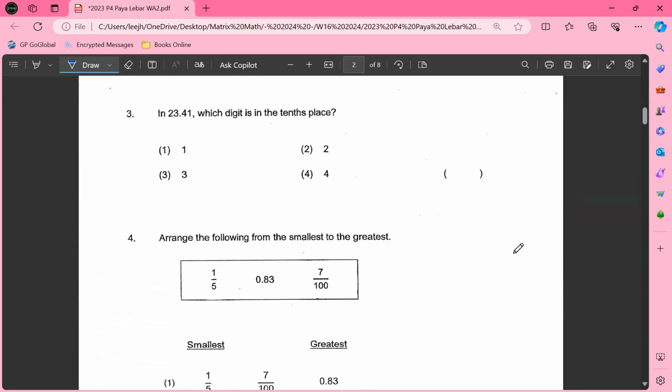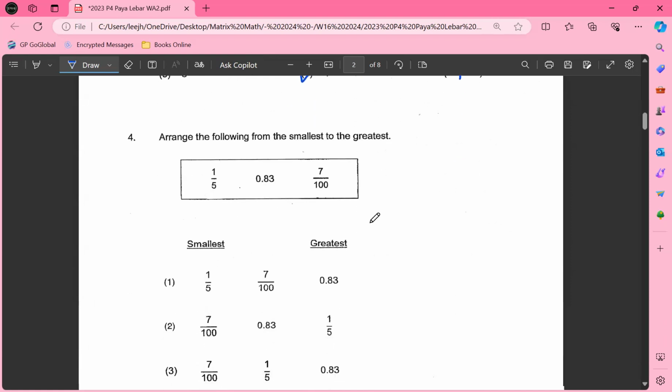Question 3, in 23.41, which digit is in the tenths place? Tenths place is actually the one after the decimal point, that's this one. Tenths place is none other than 4. Okay, I know some of you might not have learned decimals yet, but just take note. The tenths place is a 4 because tenths means over 10. So it's less than 1, okay, less than ones. So that means this one will be the tenths place, so it's a 4. So which number is it? It's a 4.